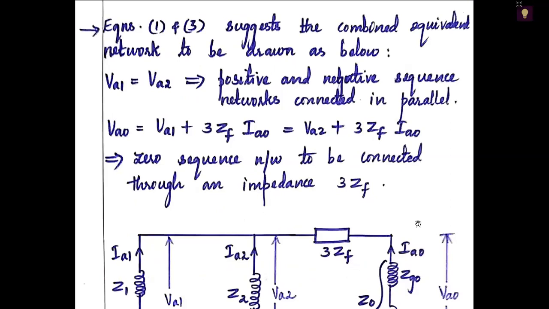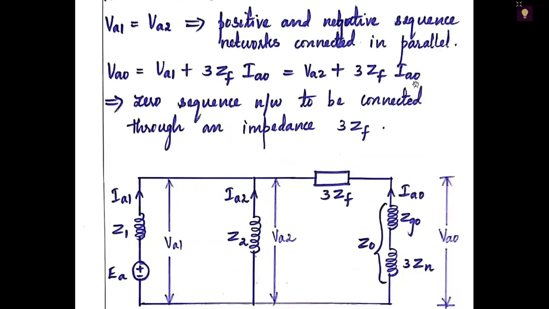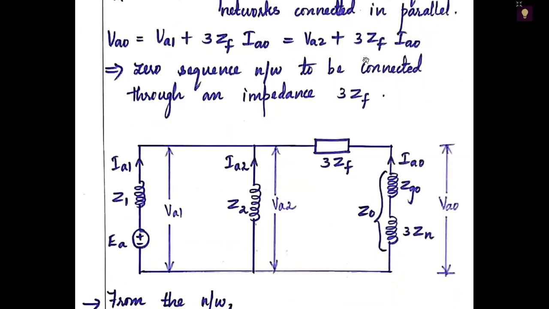So we have seen VA1 is equal to VA2. That means positive and negative sequence voltages are the same, which implies we have to draw the positive and negative sequence networks in parallel. But zero sequence voltage is not equal to 0. It has got some relation with the value of VA1 and VA2. So we have VA0 is equal to VA2 or VA1 plus 3 ZF into IA0. From this equation we can say VA0 is at a higher value compared to VA2.